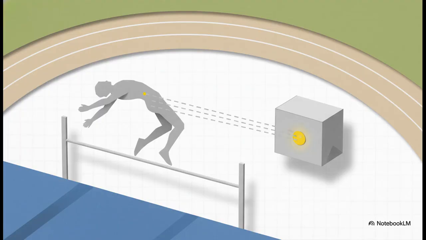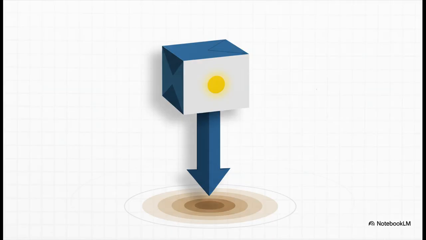So here's our jumper, and we've simplified them down to a simple box. Now, this little box represents their center of mass. That's the single point that acts as the average location of all their body mass. This simple step makes the whole analysis so much easier to handle. Now, let's add the forces.